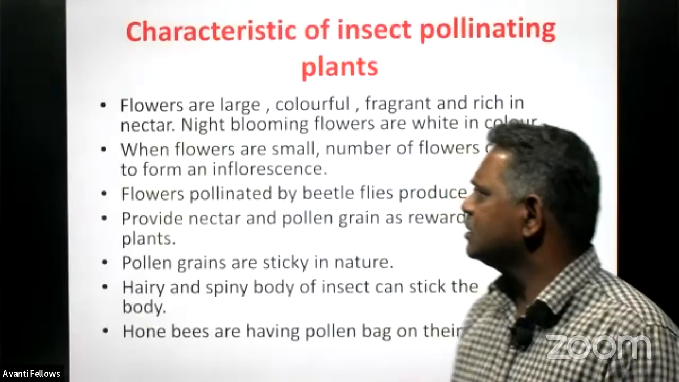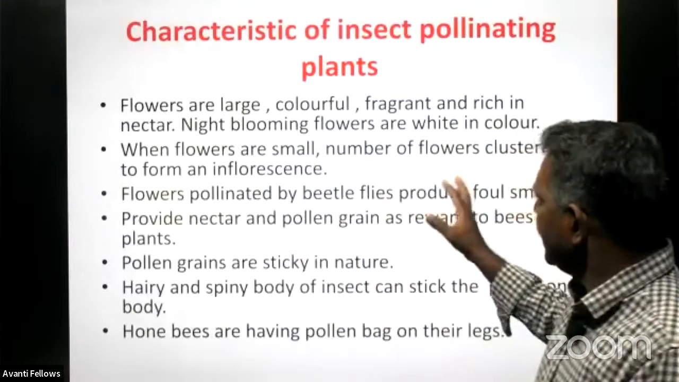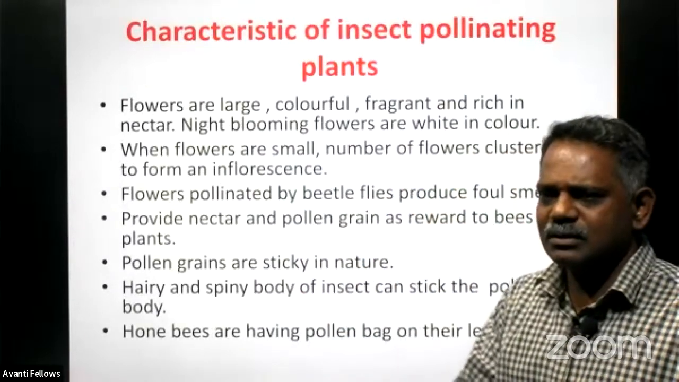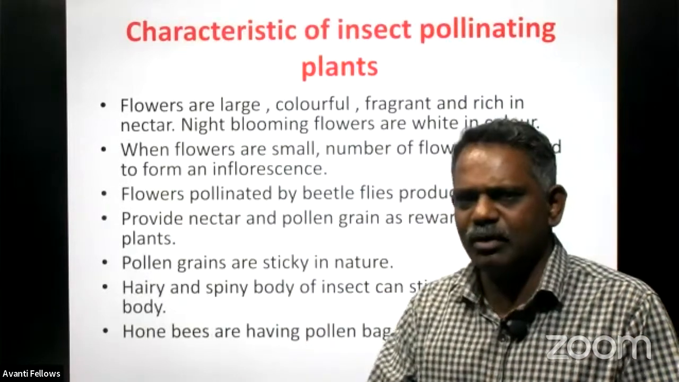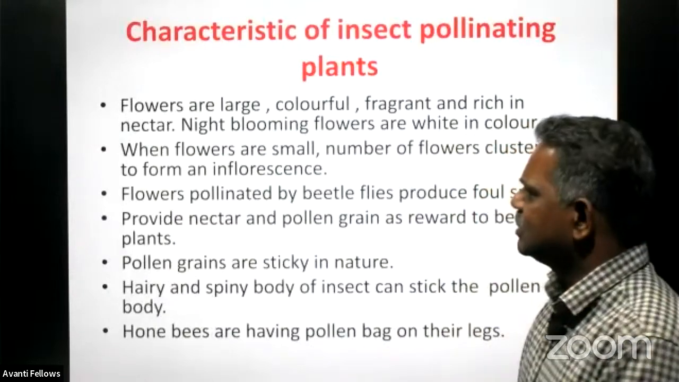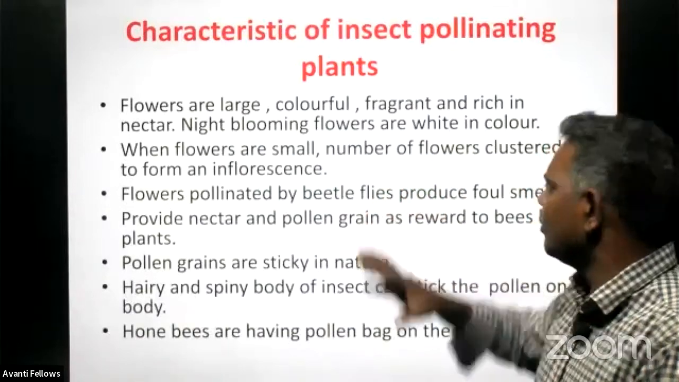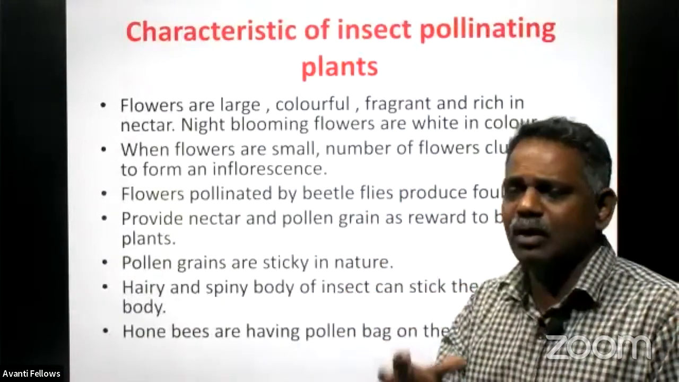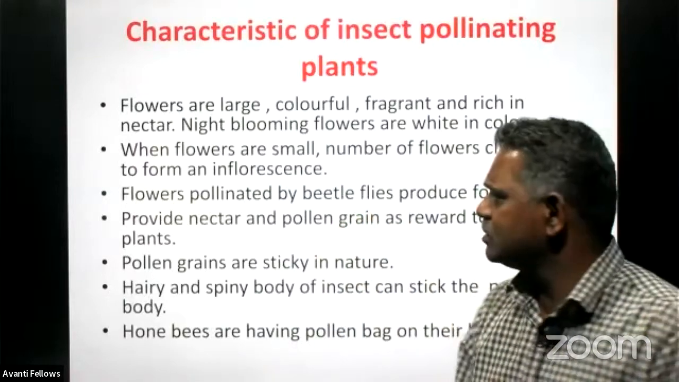pollinating agents. And night blooming flowers are normally white in color because white color is actually a contrasting background against the darkness, so that insects can be attracted. When flowers are small, as I told you, the number of flowers is more, and they are clustered in the form of what? The inflorescences.